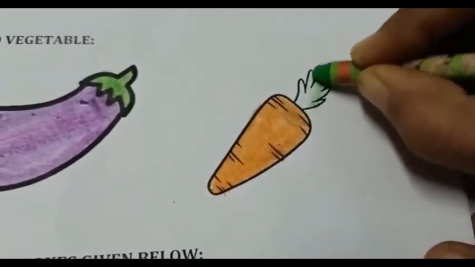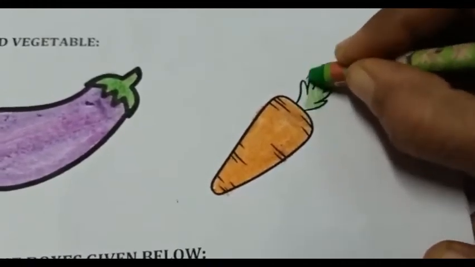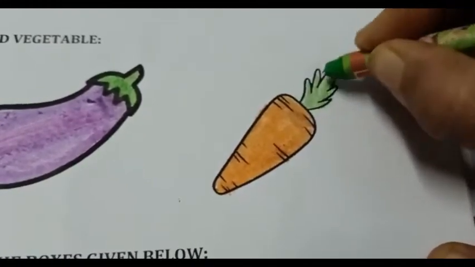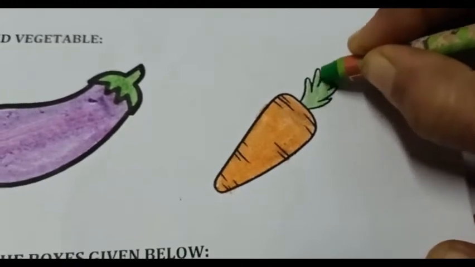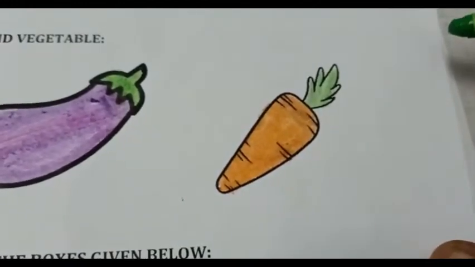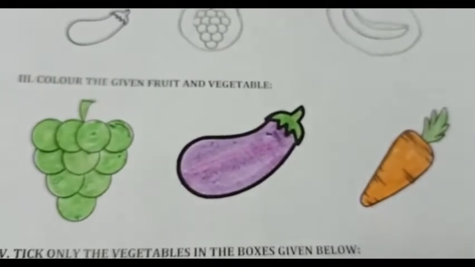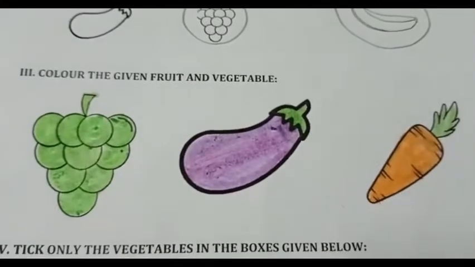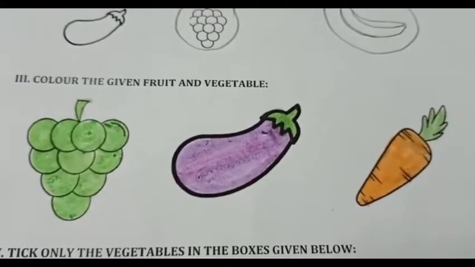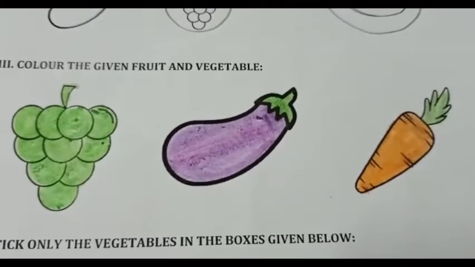Yes, for the leaf we'll be coloring it green. Slowly you have to color and see that the color doesn't come out of the image. Yes, so we have completed coloring. Okay, we have colored grapes, brinjal and carrot. Was it fun? Yes, children, did you all enjoy it?